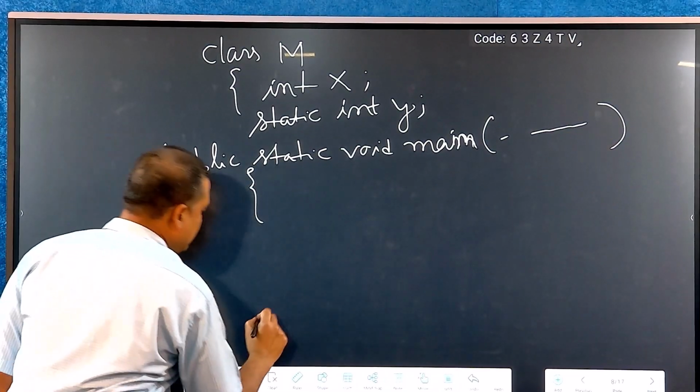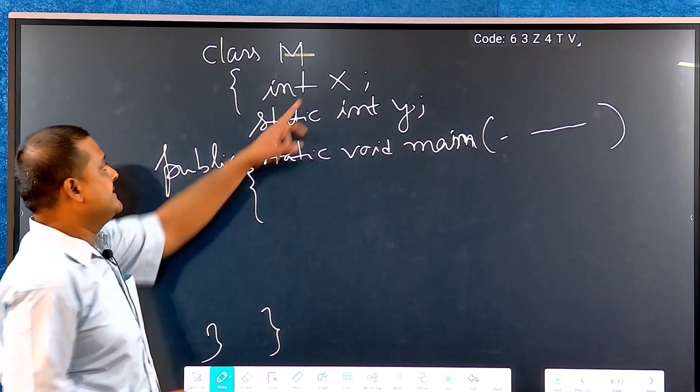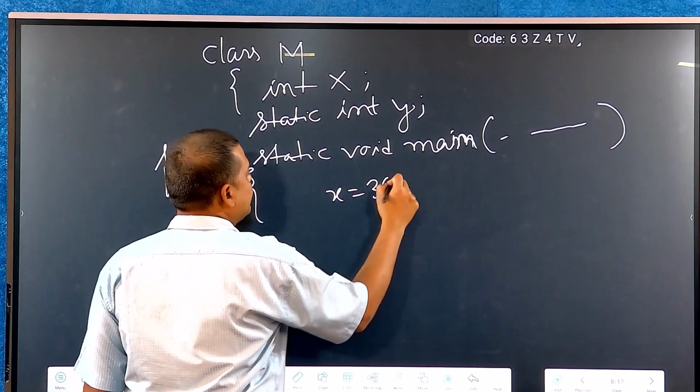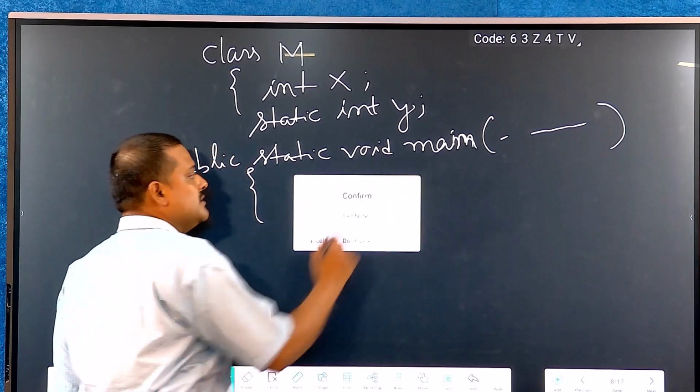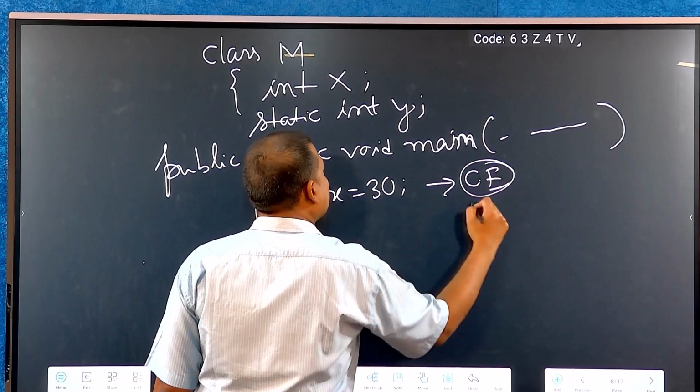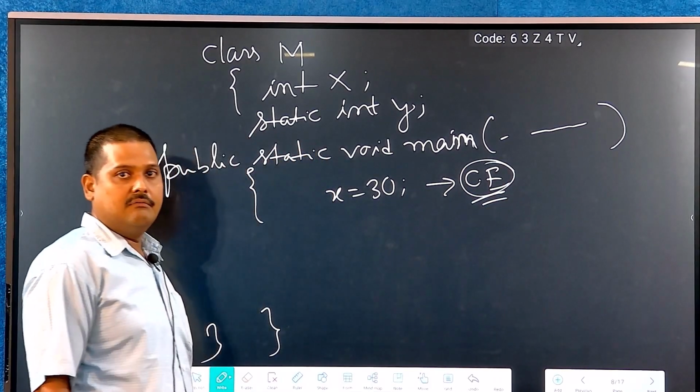Now, if I want to access this x, if I write x equal 30, then what will happen? This will be a compilation error. This will be an error. Why is this an error?